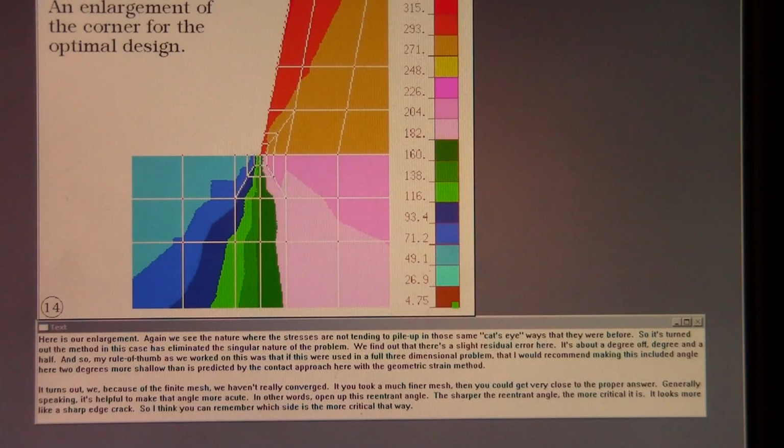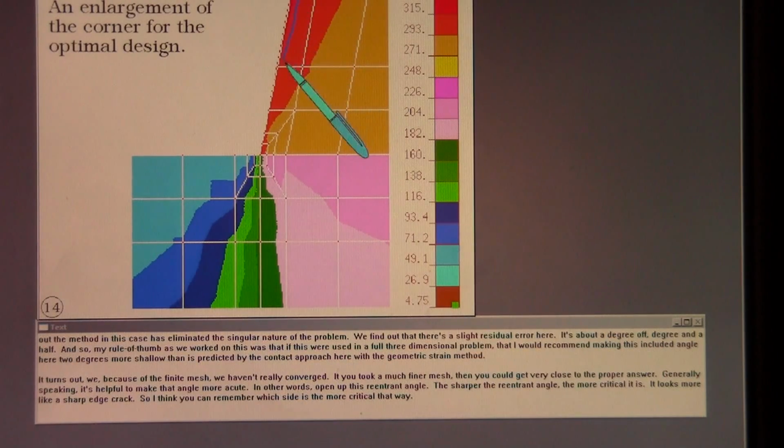my rule of thumb as we worked on this was that if this were used in a full three-dimensional problem, I would recommend making this included angle here 2 degrees more shallow than is predicted by the contact approach here with the geometric strain method. It turns out because of the finite mesh, we haven't really converged. If you took a much, much finer mesh, then you could get very close to the proper answer.